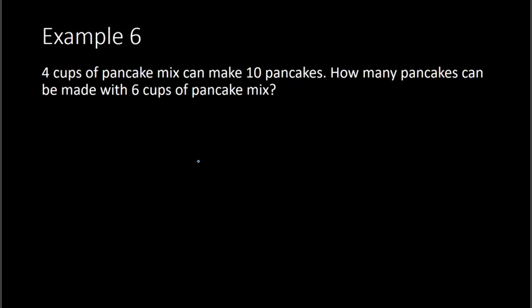So what I want to do is create a ratio. So the ratio is comparing the cups of mix to the number of pancakes. So that ratio is 4 to 10, where on the top I have the cups of mix, and on the bottom I have the number of pancakes. So that is my ratio, comparing cups to pancakes. Now that ratio is going to be the same with any number of pancakes that I'm creating. So this ratio will be equal no matter how many I make.